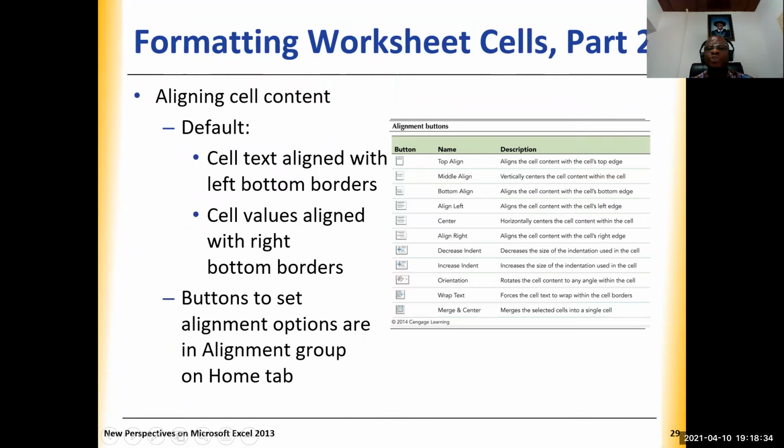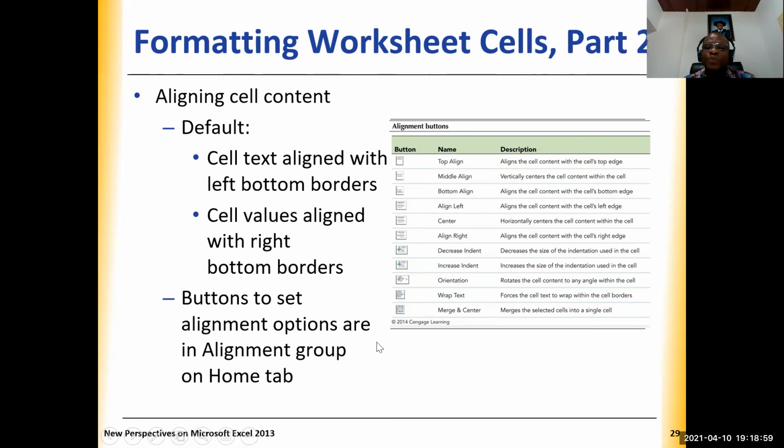So all that depends on you. So there's the aligning cell content. By default, cell text aligns with the left bottom borders, and cell values align with the right bottom borders. And that's what you mean. So if it's a number, it will be to the right. If it is text, it will be to the left. And then buttons to set alignment options are in the alignment group on the Home tab. So these are the different alignment options that you have: the top, middle, bottom, align left, center, and so on.